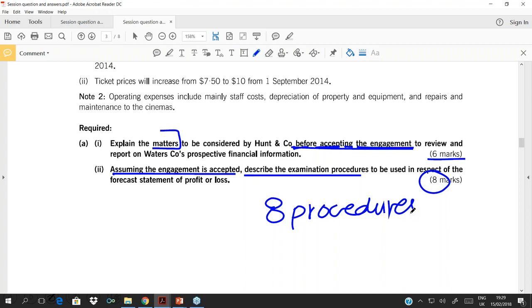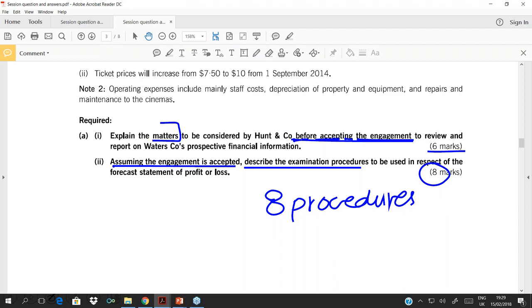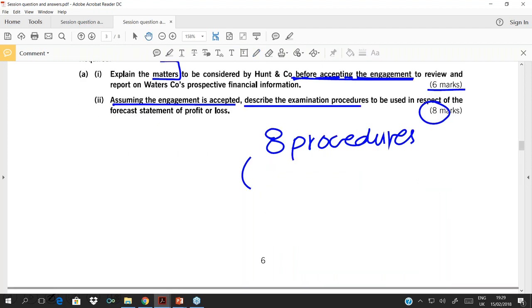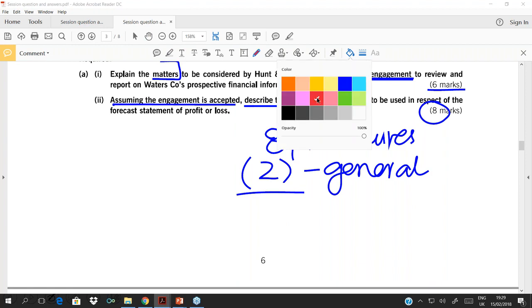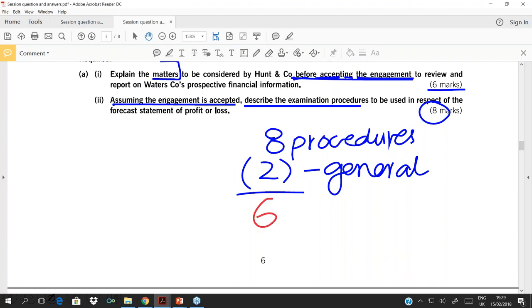Now just have a common sense. If I need to write 8 procedures in an exam paper, will I minus 2 from it? Because 2 are my general procedures, and minus 2 I get 6. 6 have to be specific, right? So in the 6 specific procedures, what should be my focus?